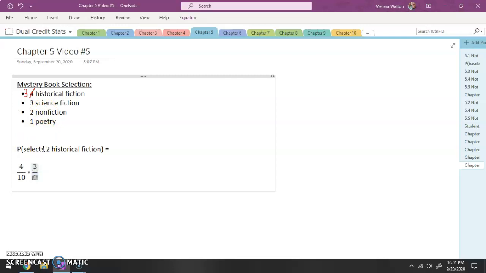But something else has changed as well. There are no longer 10 books here. There are only 9 books here. So this is probability without replacement. We didn't get to put the historical fiction book back in there. Things changed. First off, we went from 4 to 3, and instead of 10 books total, there are only 9 books. So multiplying this across, we do have 12 out of 90. And if we divide this, the probability that he gets to read 2 of his favorite types of books is 0.1333333, about 13%.